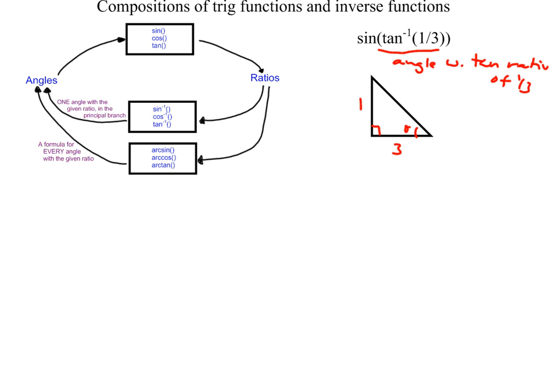Now I can use the Pythagorean theorem to figure out this side, right? It's going to be the square root of 3 squared plus 1 squared, so this is 9 plus 1, so this is the square root of 10.